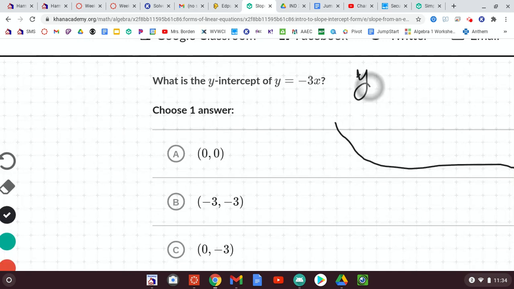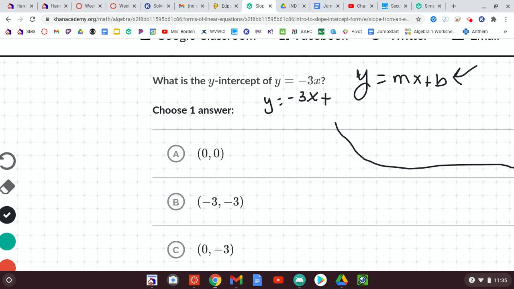Y equals negative 3x, and it wants to know what's the y-intercept. Think of y equals mx plus b, right? And which one of those is the y-intercept? The b. Well, here you've got y equals negative 3x, but what's the plus b?